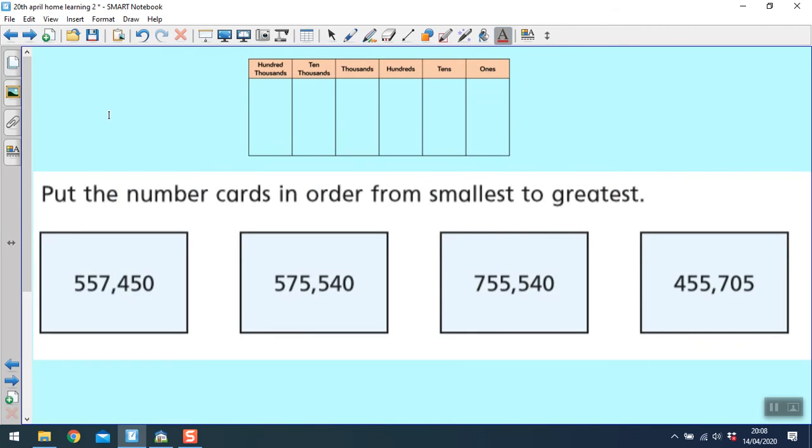Okay, put these numbers now in order from smallest to biggest. They've all got 6 digits, so start by looking at the first digit, the hundred thousands digit, and if you see two that have got the same, move on to the next column, which is the tens of thousands digit. Have a go and see if you can be a real whiz and do this really quickly.